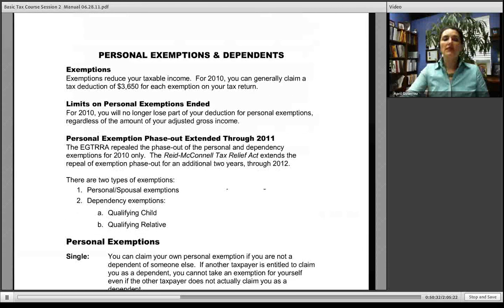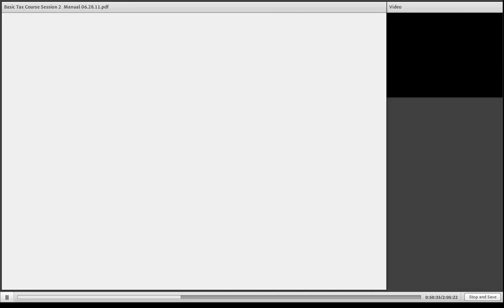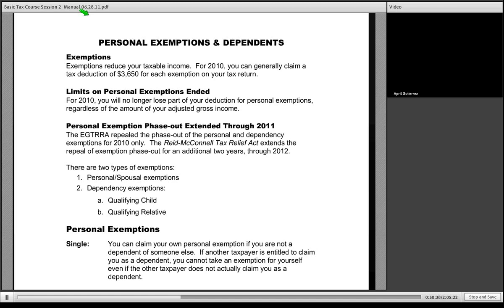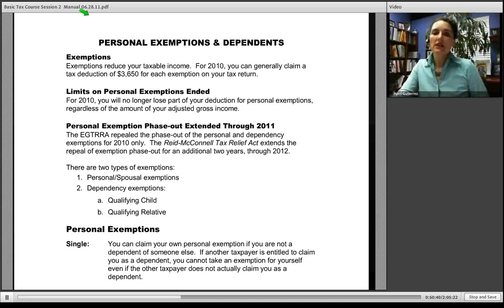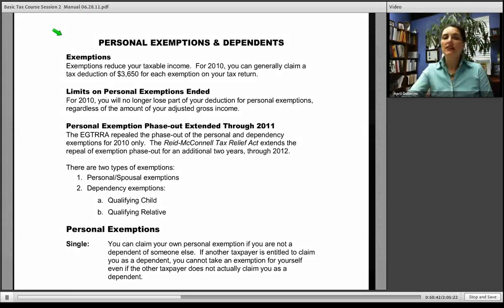Okay, moving on to the next topic of the day, which is personal exemptions and dependents. Underneath the category of exemptions, one of the things I'd like you to do is to think about money. And the money amount is $3,650. That $3,650 is assigned to every single person who is a citizen or resident of the United States.